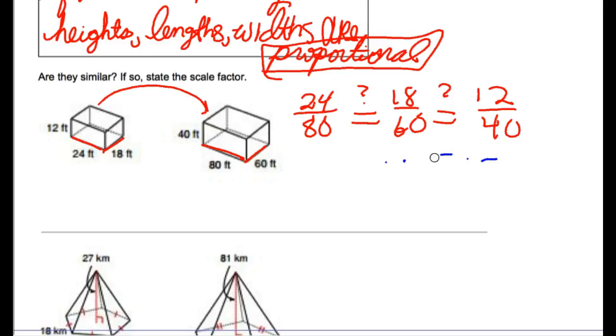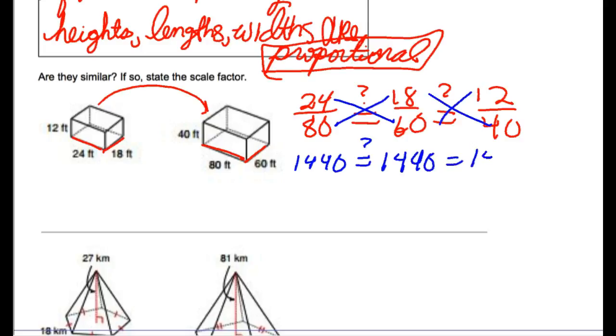Another way is to check the cross products. So you could go on all these and see, does this equal this? Go ahead and run a little check. Do 24 times 60, which gives you 1440. Does that equal the other cross product, 18 times 80? And the answer is yes. And then likewise, if you went over here and did it, you'd get the same thing. So checking cross products also yields an answer of yes.